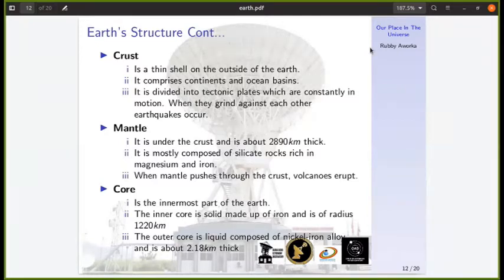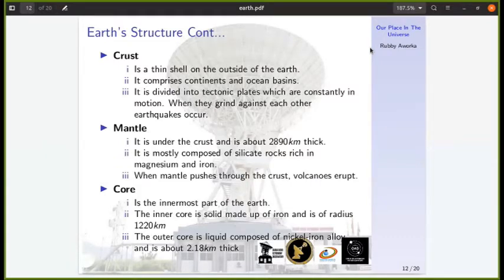And it comprises of the continent and ocean basins. Continents like the African continent, South American continent, Asia continent, find the rest. And we have the ocean basins like the Atlantic, Pacific, and I want you to find the rest for me. It is also divided into tectonic plates, which are constantly in motion. Anytime these plates grind against each other, we get earthquake.